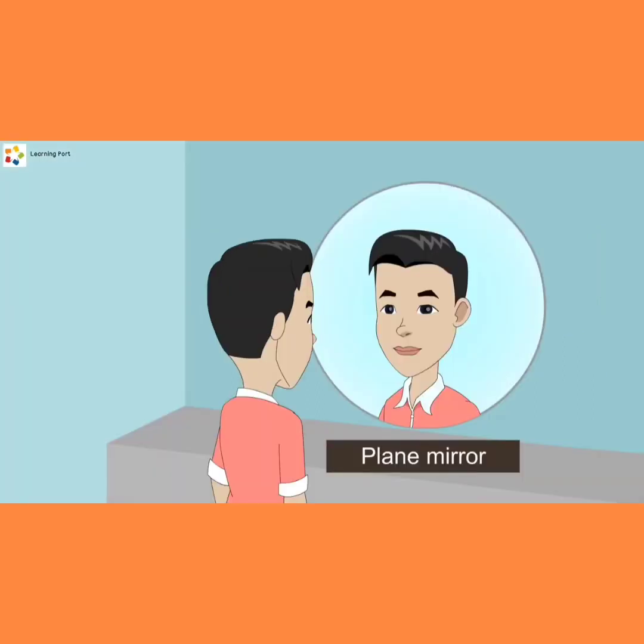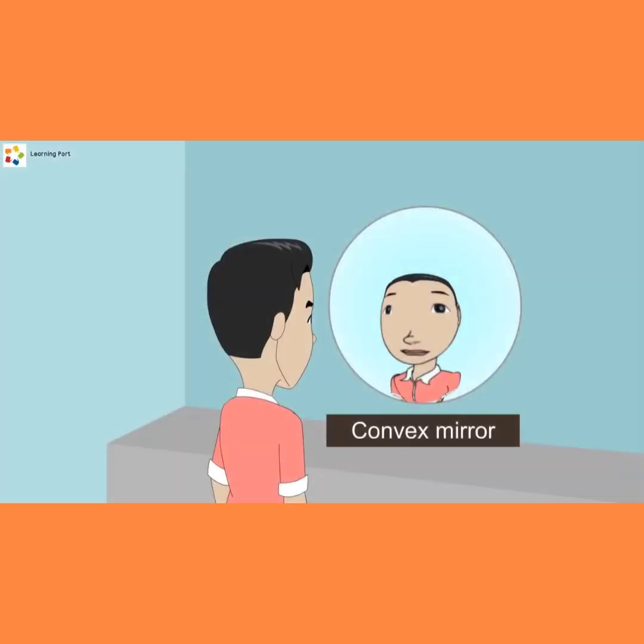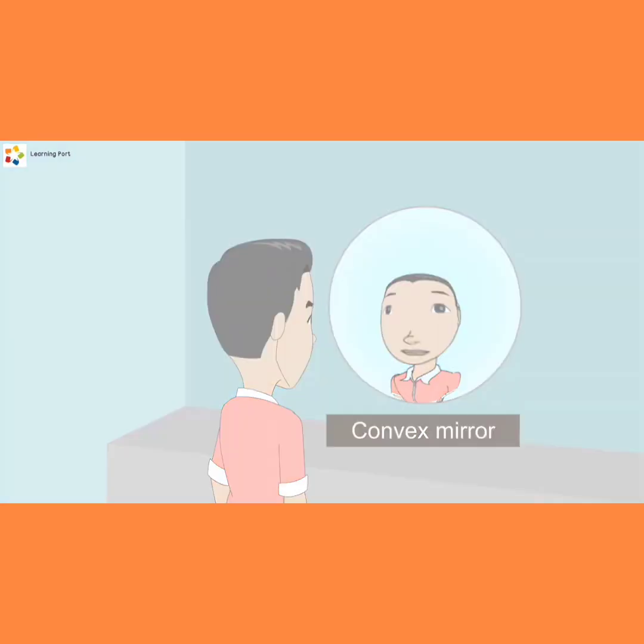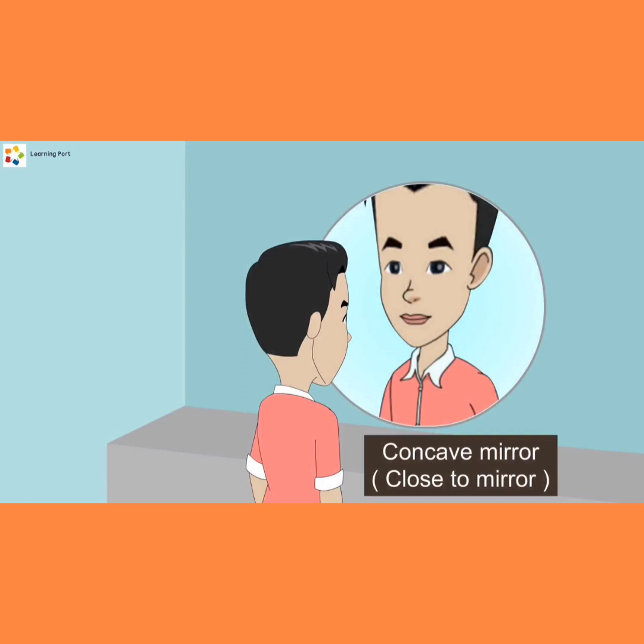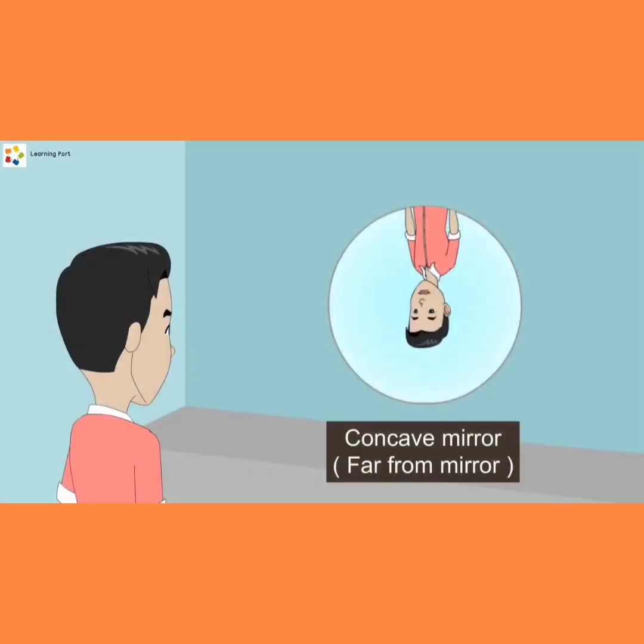The image formed in a plane mirror is upright and the same size as the object. The image formed in a convex mirror is upright and smaller than the object. When the object or observer is close to the mirror, the image formed in a concave mirror is upright and bigger than the object. However, when the object or observer is far away from the mirror, the image formed in a concave mirror is inverted and also smaller than the object.